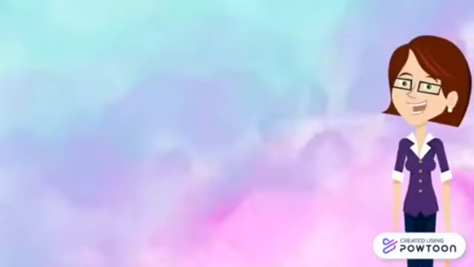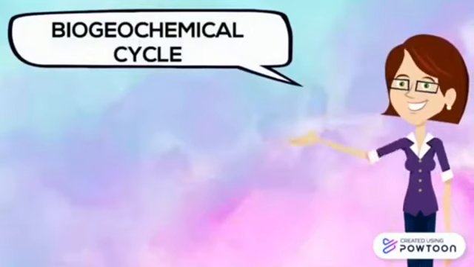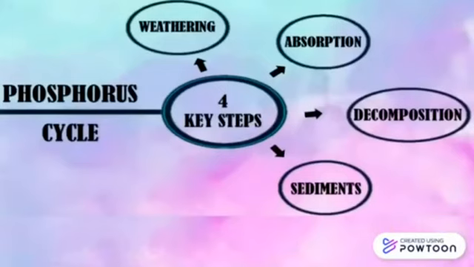The phosphorus cycle is considered a biogeochemical cycle. A biogeochemical cycle is a pathway by which chemical substances move through biotic and abiotic compartments on the earth. The phosphorus cycle is a slow process and involves 4 key steps. Step 1 is weathering, second is absorption, third is decomposition, and fourth is sediment.